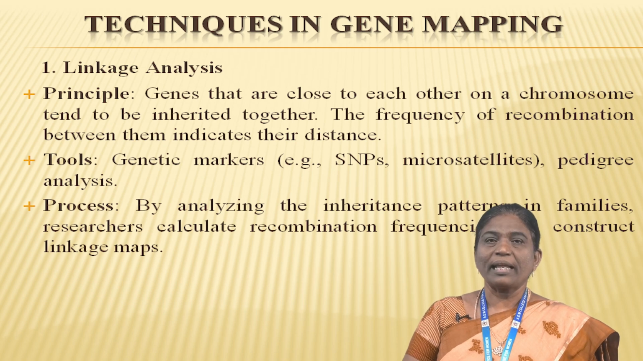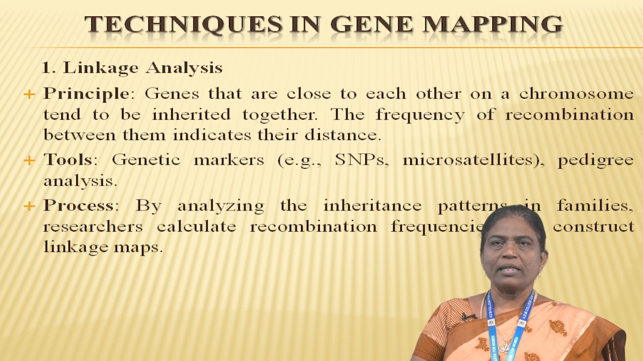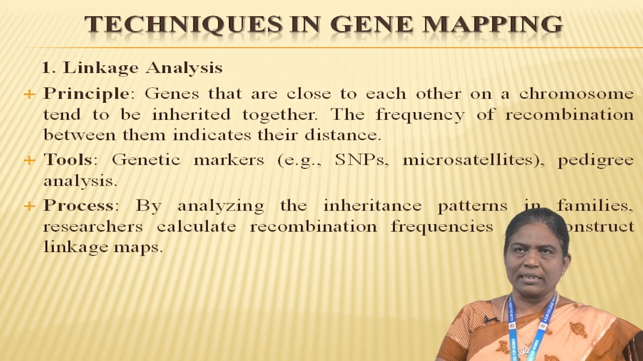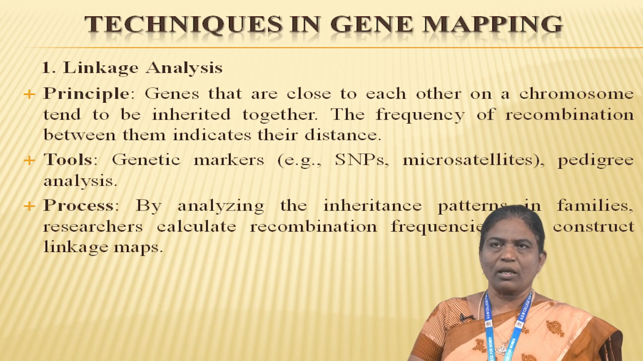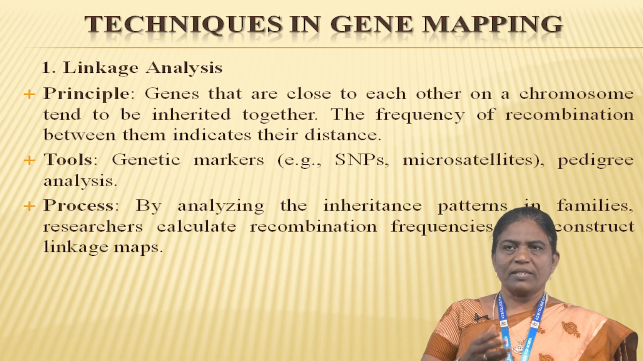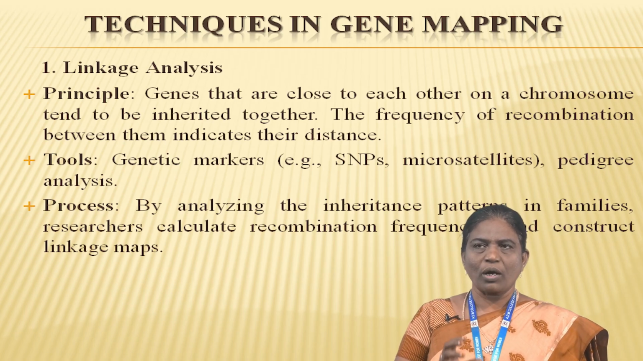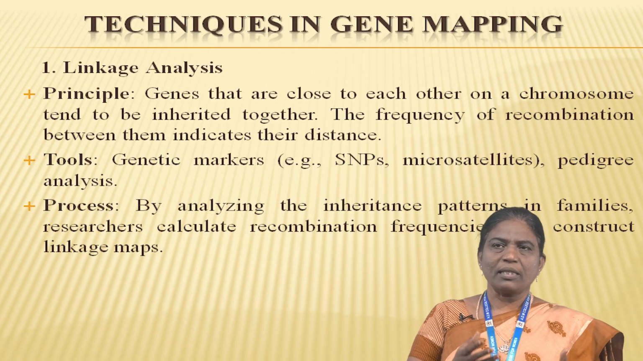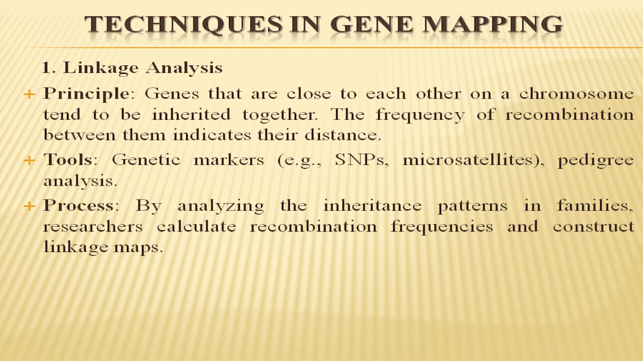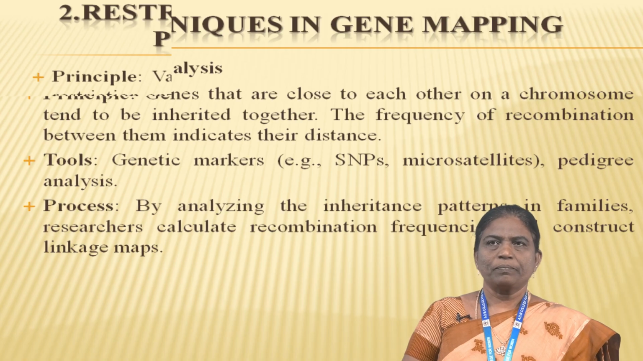Let us see in detail about the techniques in gene mapping. Let us see the first one, that is linkage analysis. Here the principle is that genes that are close to each other on a chromosome tend to be inherited together. The frequency of recombination between them indicates their distance. The tools here are genetic markers, for example SNPs and microsatellites, and then pedigree analysis. In the process, by analyzing the inheritance patterns in families, researchers calculate recombination frequencies and construct linkage maps.